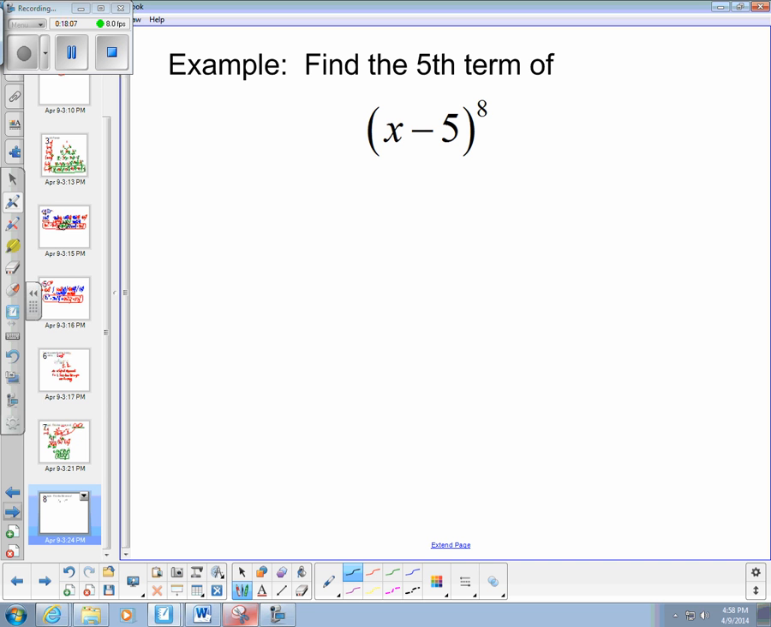Okay, here's another example. Pause the video and see if you can find the 5th term of (x minus 5) to the 8th. Start it back up when you have an answer or you've gone as far as you can go. So in this problem, our n is going to be 8. That's our original exponent. And r, if I'm looking for the 5th term, is 5 minus 1, or 4. So again, remember your formula.